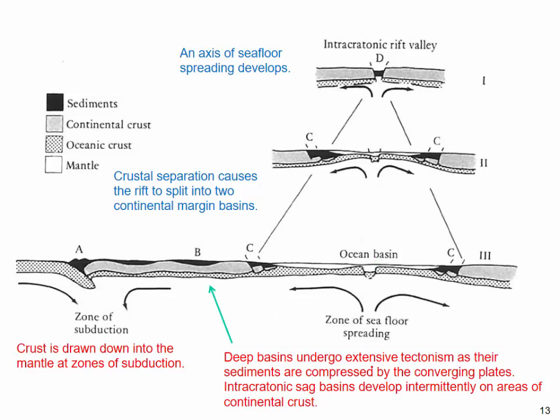Deep basins undergo extensive tectonism as their sediments are compressed by the converging plates. Intracratonic basins develop intermittently on areas of the continental crust. Okay, so you can see that here the black area is indicating the sedimentary basin. When there's crust deformation, sediments come in and fill the void.